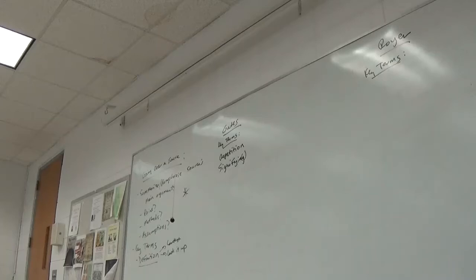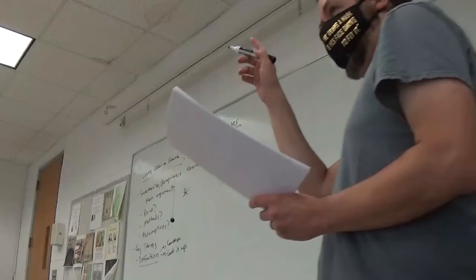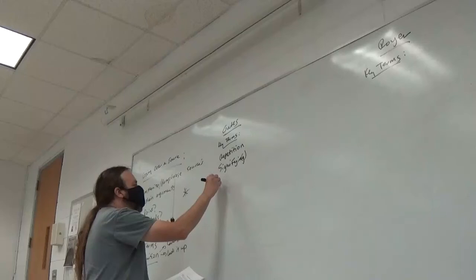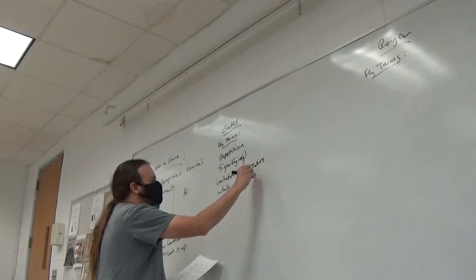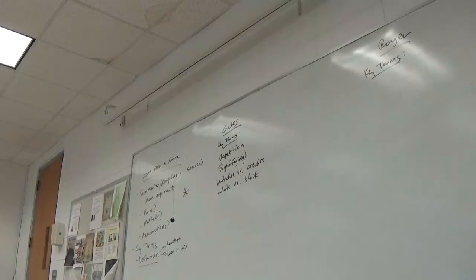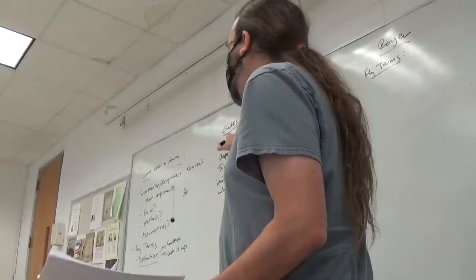I'm going to just point out quickly a couple of key binaries here, right? Imitative versus creative. And the obvious one, white versus black, right? So, what do you think he means by signifying here?